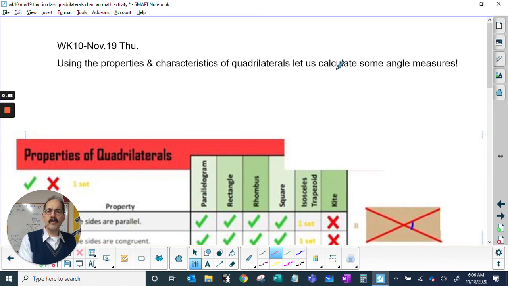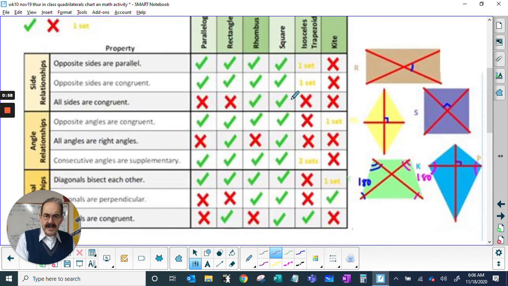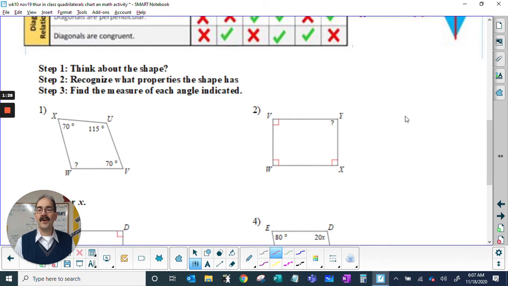Then we spent the rest of the class discussing this chart of the properties and characteristics of quadrilaterals. It took quite a while to sketch them, put the diagonals in, and answer all these specific questions about each of the shapes that we need to know in geometry. Hopefully you got it done. If you haven't, that's okay, because today we're going to continue the process. But now we want to use these properties to help us solve for unknowns, the variables. All right, so let's get started.